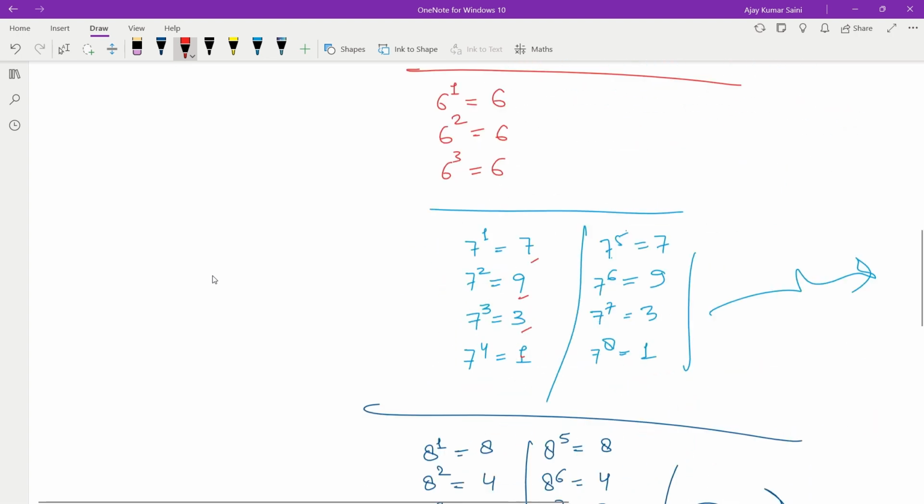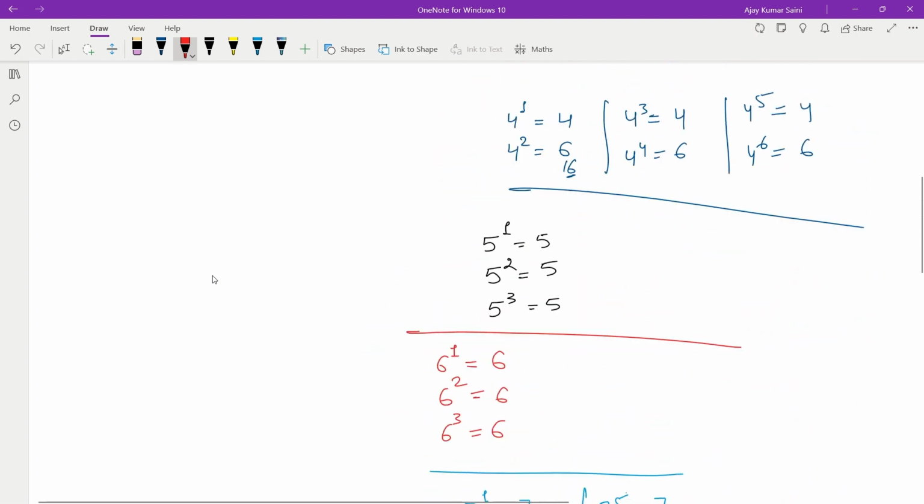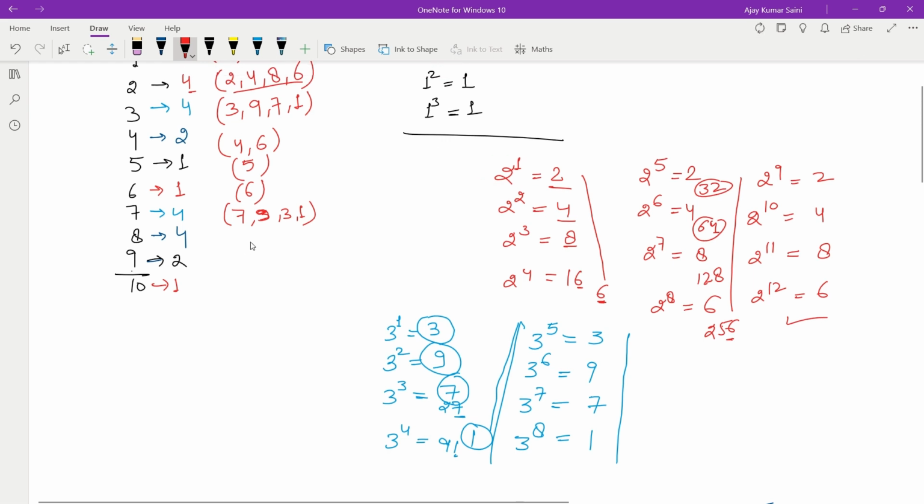Okay, for 8 there are also 4 values which are repeated, which are 8, 4, 2, 6. These values are repeated continuously. For 9 there are two values, 9 and 1, and for 0 there is always 0.